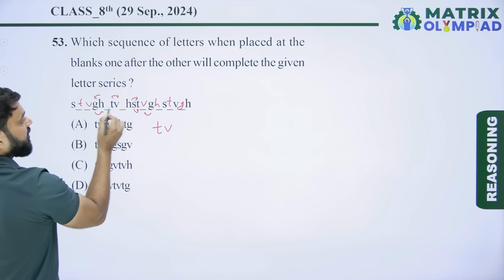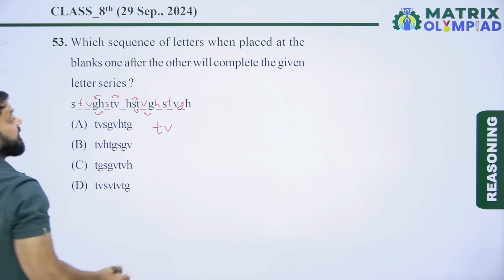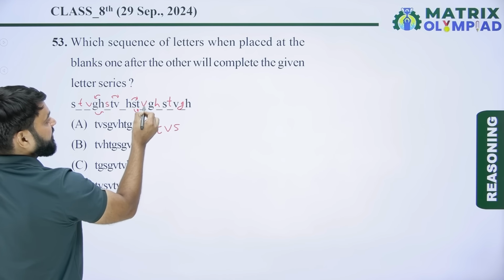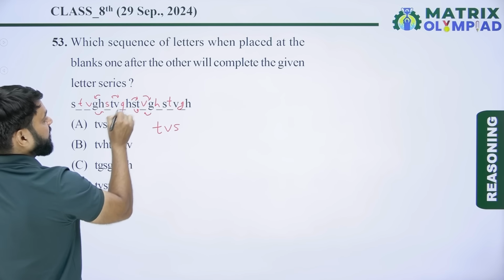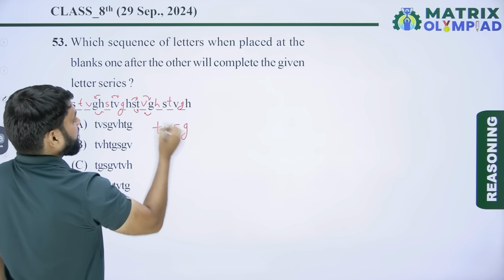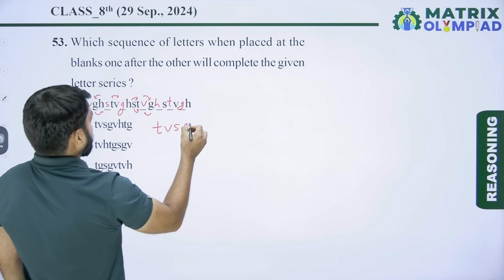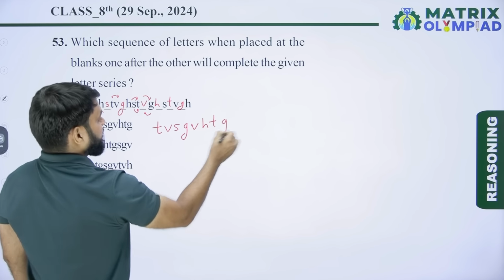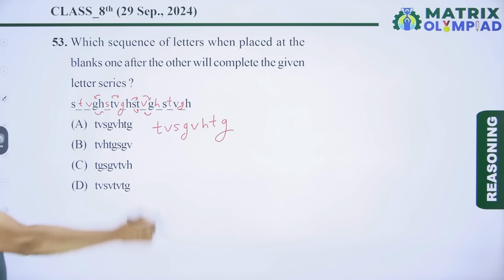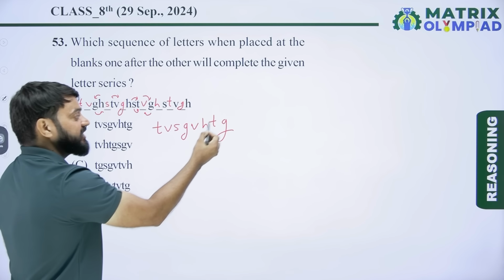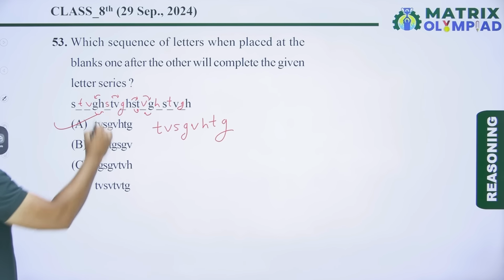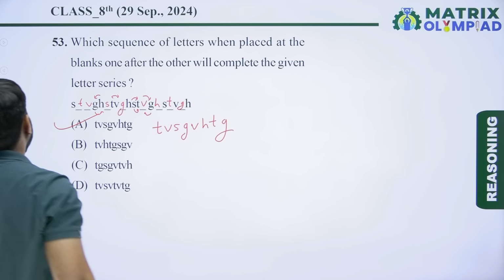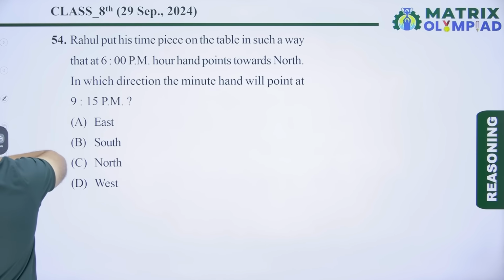After H, next alphabet is S. T, V, S. After V, next letter is G. T, V, G, V, H, T, G. So the missing alphabets are T, V, S, G, V, H, T, G. It means option A is the correct answer of this question. Now let's move on to the next question.